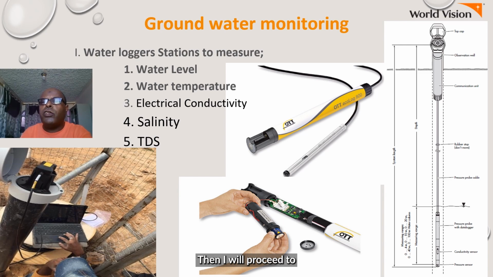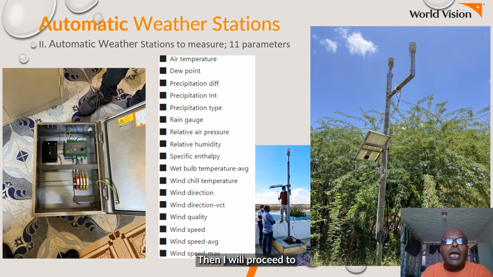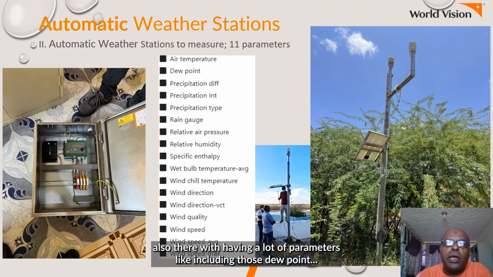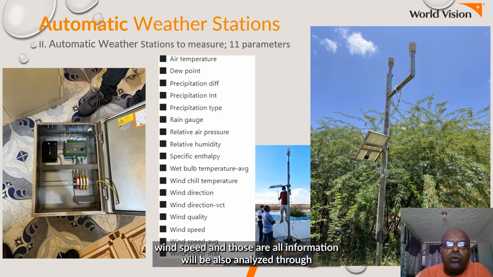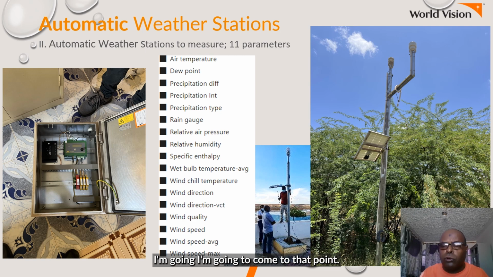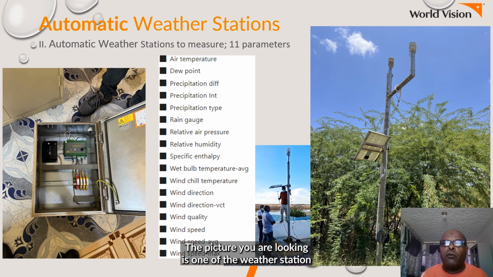Then I will proceed to the automated weather station, which also has a lot of parameters, including dew point, precipitation, wind direction, and wind speed, and all this information will also be analyzed through our dashboard. I'm going to come to that point. The picture you are looking at is one of the weather stations installed in Hargeisa, Somaliland. So let me proceed to the next.